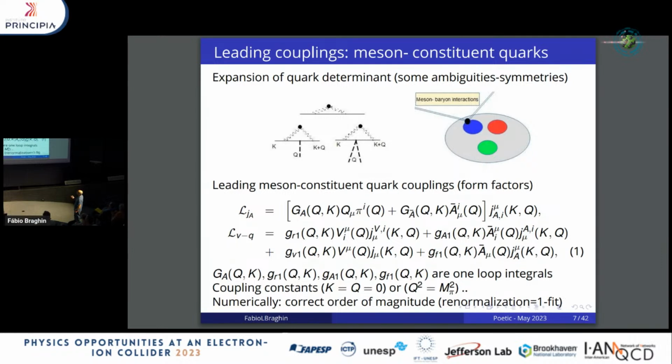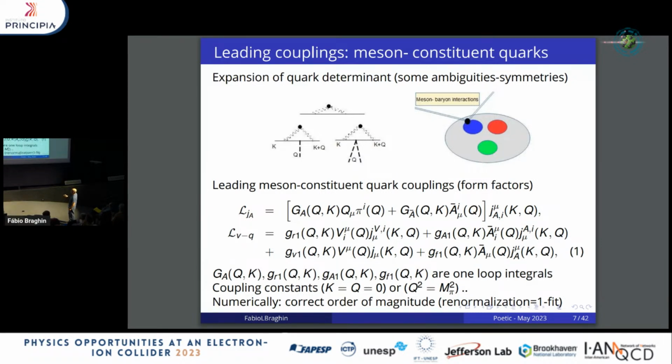So we are led to a quark determinant. There are some ambiguities in dealing with this quark determinant, depending on the symmetries we want to impose on this quantity. And then we can extract, for example, here the pion coupling, the axial pion coupling to the constituent quark current. This is an axial meson coupling to the constituent quark current. Here are some vector couplings of the leading isotriplet vector and this isosinglet vector to the vector currents. In fact, all these quantities that we may associate to coupling constants appear as form factors.